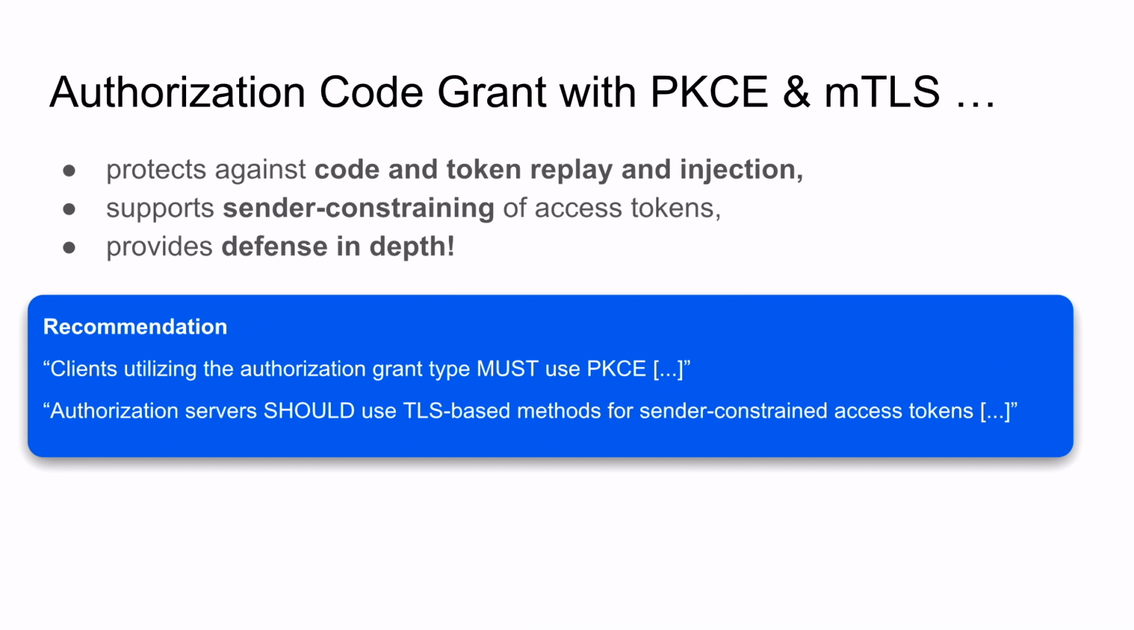So to sum up, Authorization Code Grant with PKCE, proof key for code exchange, and mTLS protects against injection and replay. We have defense in depth because we have many lines of defenses. And this is exactly the recommendation that is contained in the security BCP. You must use PKCE if you use the auth code grant, and you should use TLS-based method for sender-constrained access tokens. Okay, this is the first and most important recommendation in the new BCP.